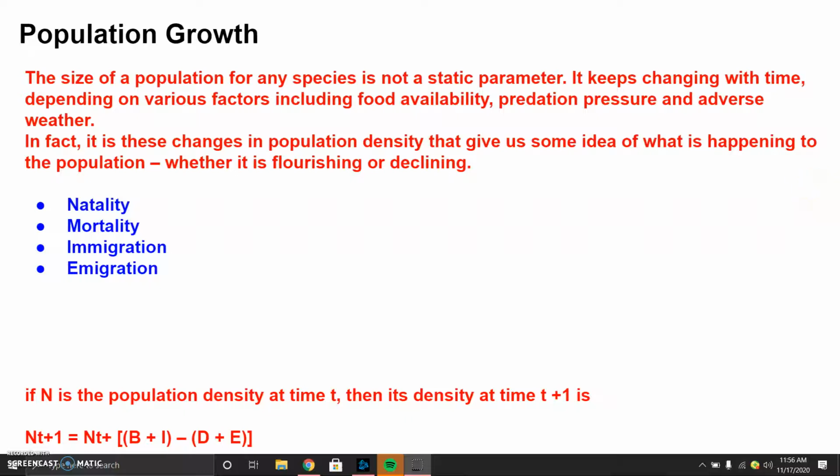Good morning. Today we'll continue with chapter 13. Now the next topic is population growth. Now the size of a population of any species is not a static parameter. It keeps changing with time depending on various factors including food availability, predator pressure and adverse weather.